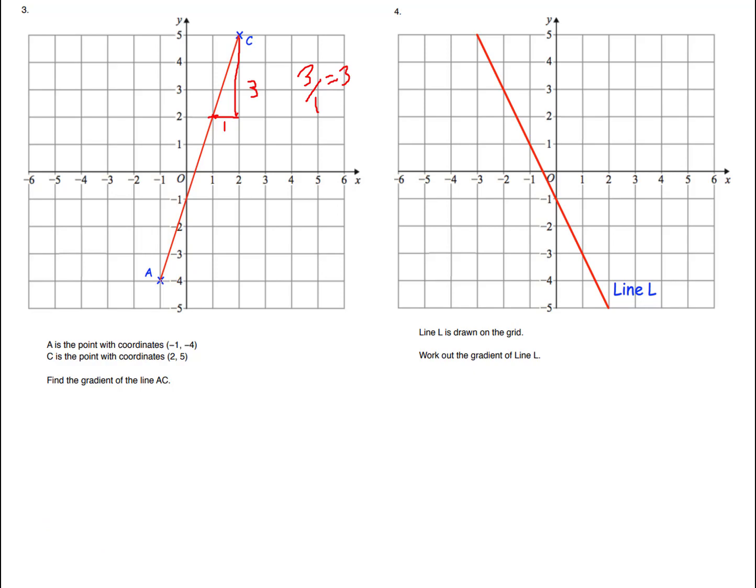Now, let's choose a purple. If I chose to make a bigger triangle, that's fine as well, but make it easy for yourself. Can you see that's 2 here? And that's 6. So you still get the same answer. We call gradient M sometimes. And this one, so this gradient is 2 over 1, but remember it's going downhill, so that gradient is -2.